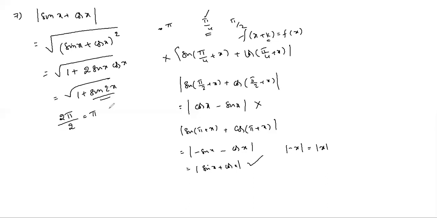Otherwise, the direct method is good. We can verify the options with the small values. From the small values you have to verify, and you have to get the same function. That is the periodicity.